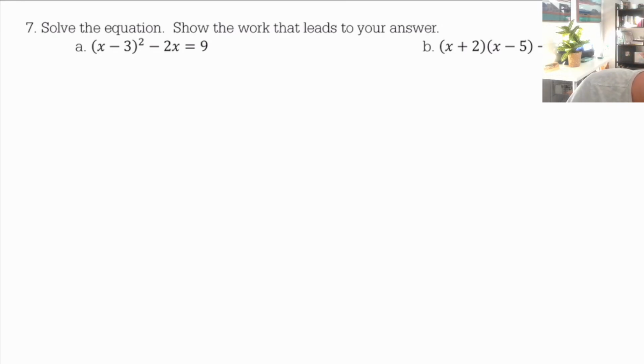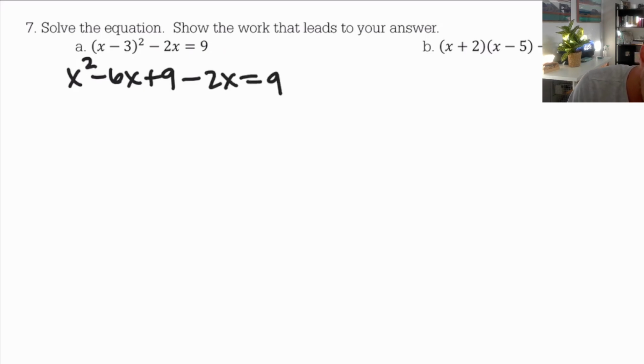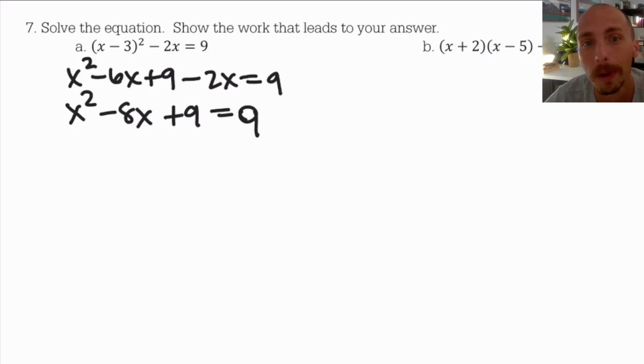And this one, we'll have to square the x minus 3. That'd be x squared minus 6x plus 9. Subtract 2x and say that's equal to 9. We're going to combine like terms. Negative 6 minus 2 would be negative 8x plus 9 equals 9, not 0. Got ahead of myself. I know I'm going to need to set it equal to 0, so I'm going to subtract 9 from both sides.